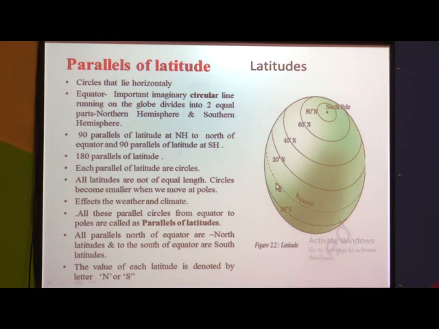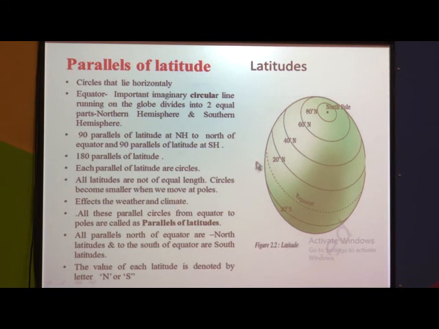Means what, children? See, this is the equator. So total above this equator in the northern hemisphere we will have 90 parallels of latitude. See this, this is 20 degree N, N means north, again 40 degree, again 60 degree, then 80 degree, and the last one is 90 degree.